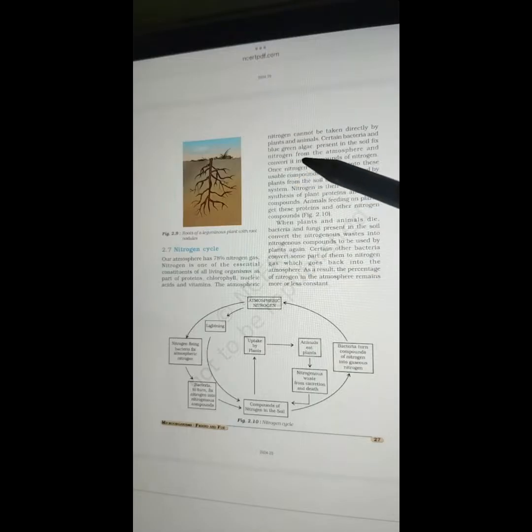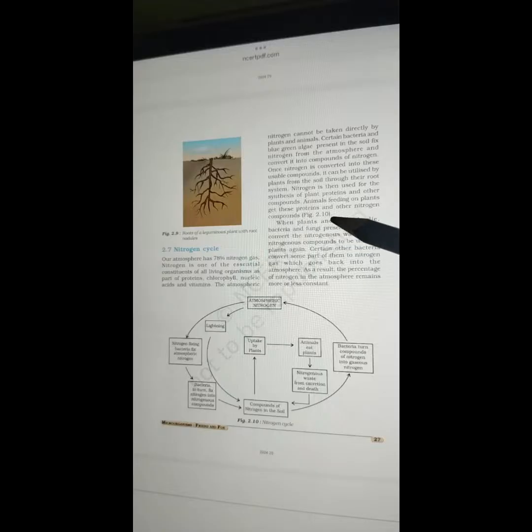Certain bacteria and blue green algae present in the soil fix nitrogen from the atmosphere and convert it into compounds of nitrogen. Once nitrogen is converted into these usable compounds, it can be utilized by plants from the soil through their root system. Nitrogen is then used for the synthesis of plant proteins and other compounds. Animals feeding on plants get these proteins and other nitrogen compounds.